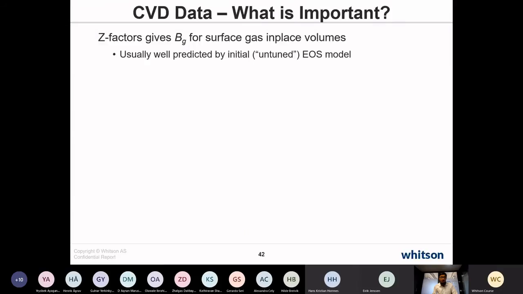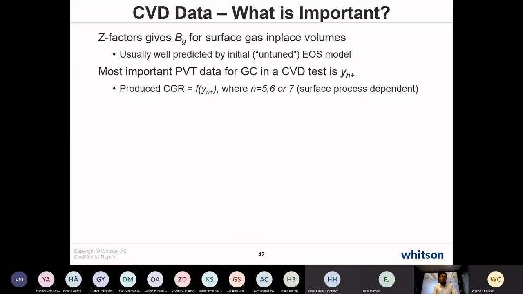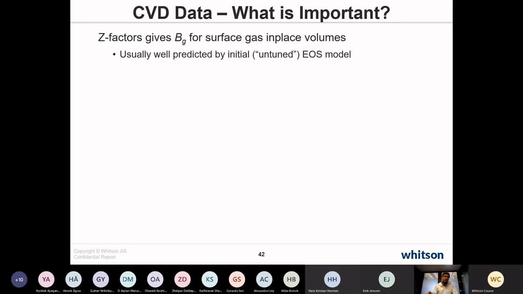So now we will just discuss what is important in the CVD data, because we have a lot of information there. So why different quantities are important and for what purposes. The Z factors, we know that these Z factors can actually give you the gas formation volume factor, and these Z factors are usually very well predicted, even if you haven't done any tuning of the EOS models, because these are just mainly related to the volume shifts of the lighter components.